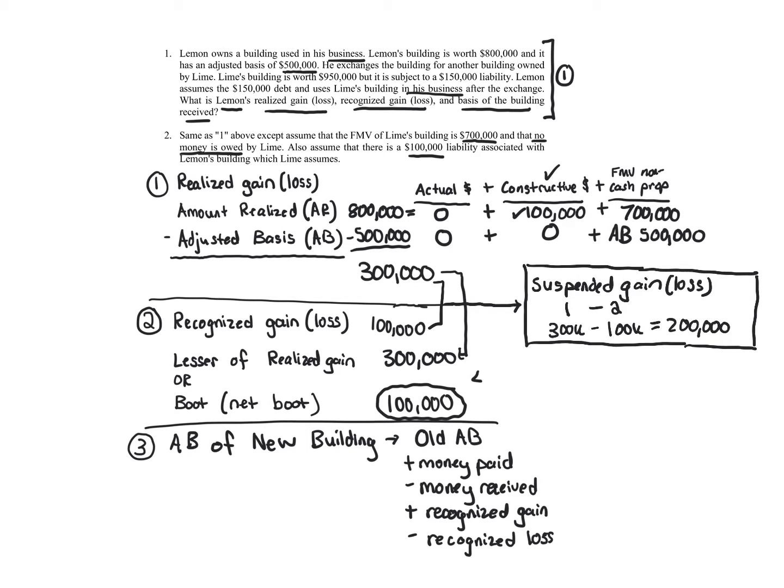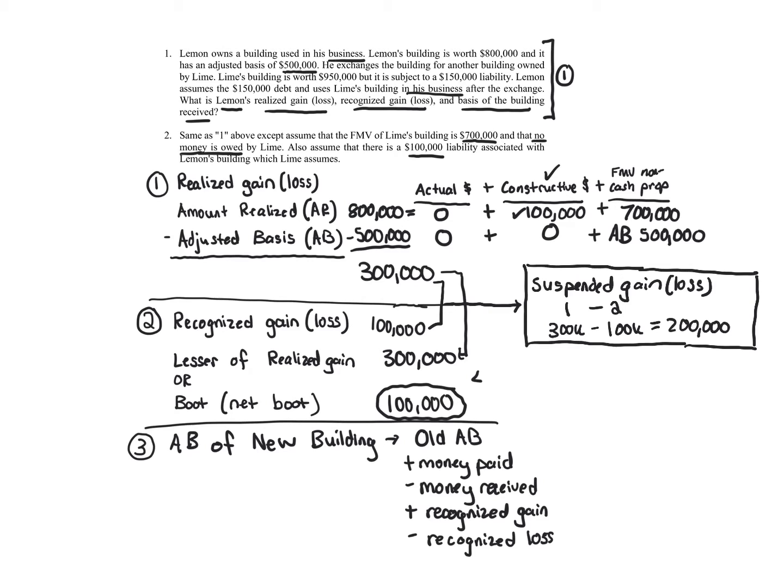We have a suspended gain of $200,000. Notice the problem didn't ask us to calculate the suspended gain, but it's going to come in handy later on to help us verify, hey, did we get all the 3 items right? So it's a way to check our work. Okay, now we go to step 3.